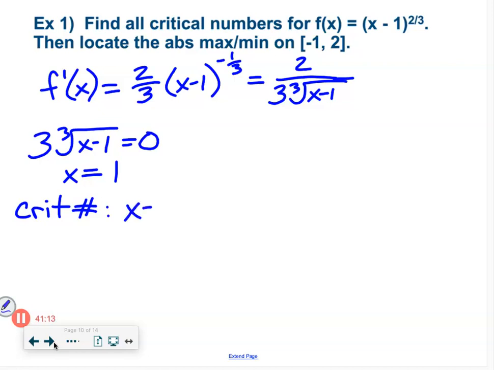Yes. The domain of this function, by the way, is all real numbers. It's a cube root, right? Okay. All right, so our critical number is at x equals 1.